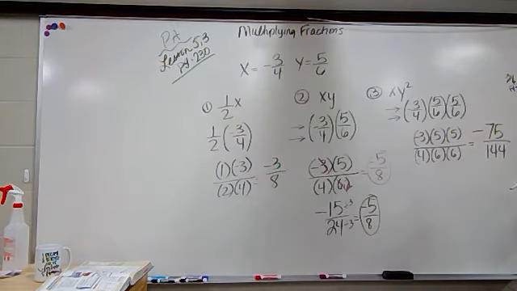And I'm going to take out the 3 again because I could have taken it out here. Divide this by 3 and this by 3. And I get negative 25 over 48.